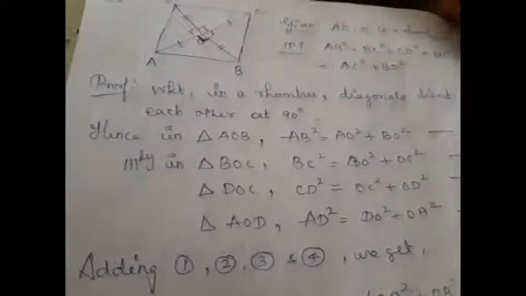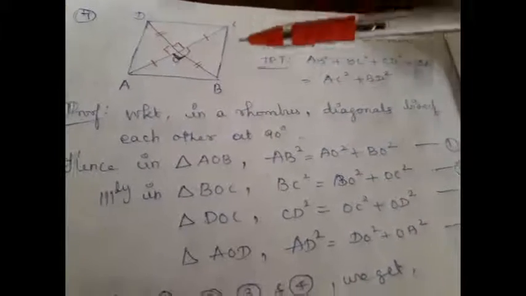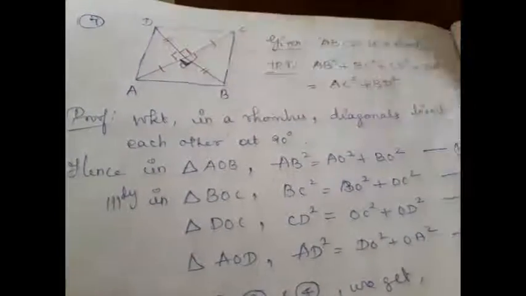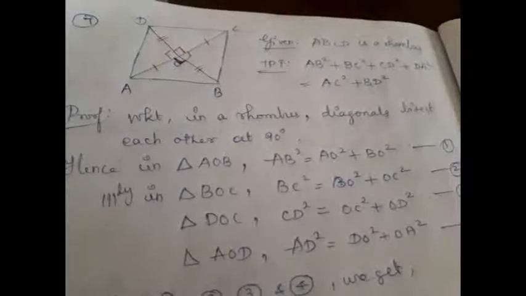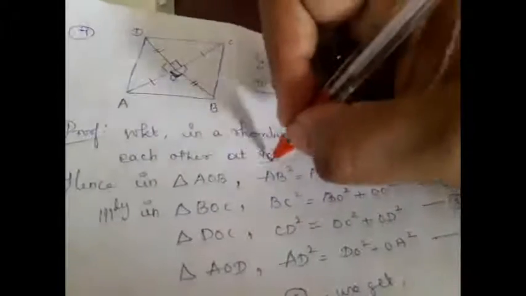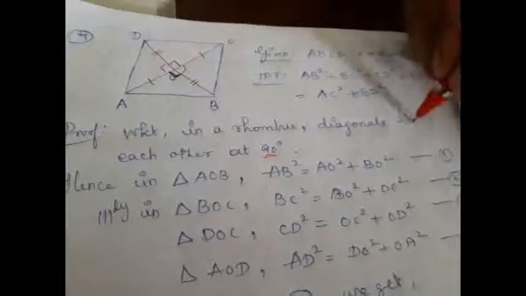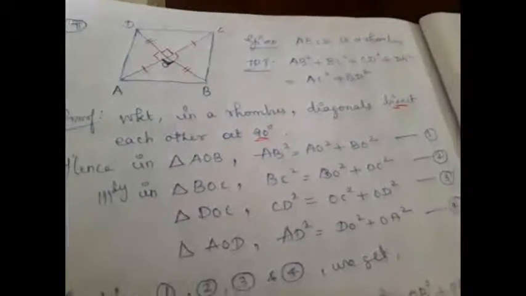Again, an important property of rhombus you should know. What is that? We know that in a rhombus diagonals bisect each other at 90 degrees. In a square and rhombus diagonals bisect at 90 degrees, and even in a kite you should know. In all the other quadrilaterals they will bisect, but only in a rhombus, square and kite will they bisect at 90 degrees. This is very, very important, you should remember. So using this property only the entire solution of this problem lies.